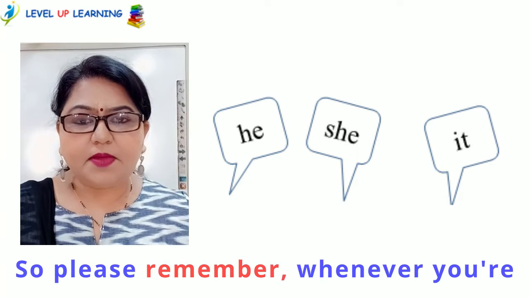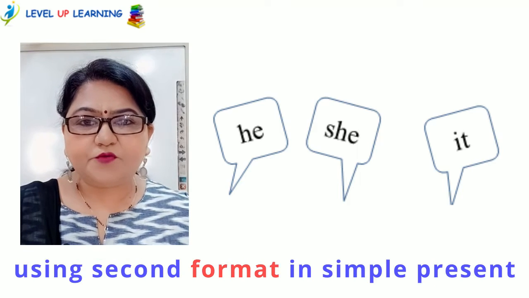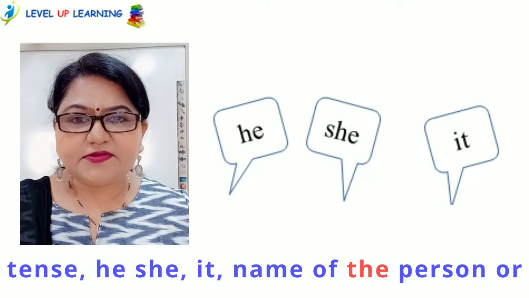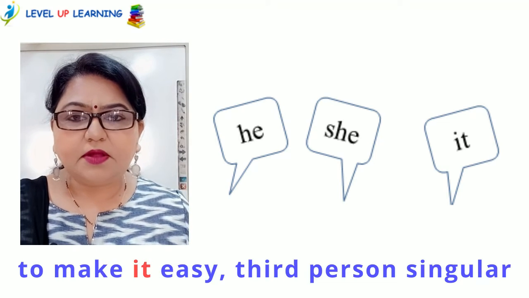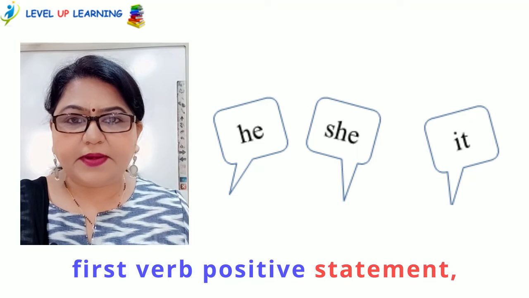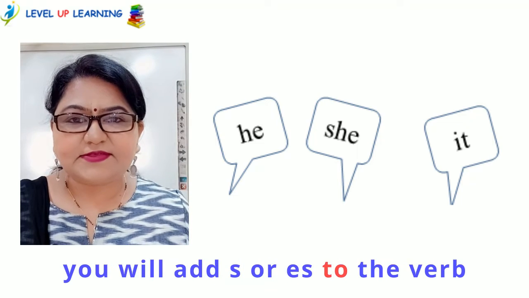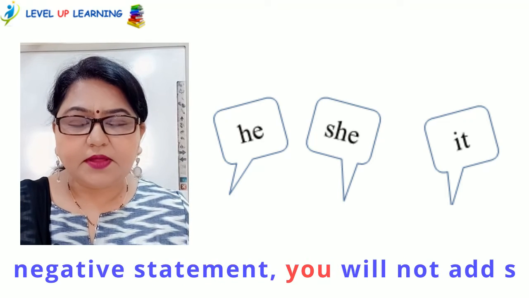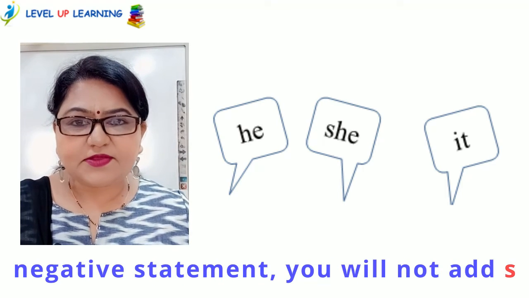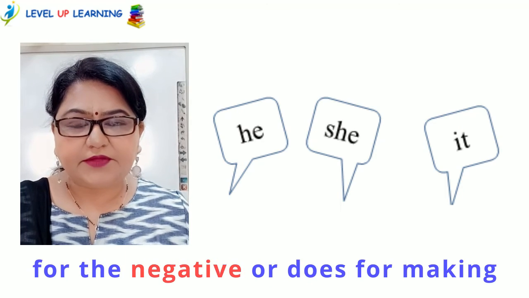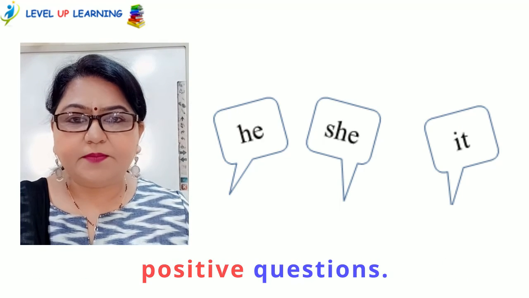So please remember, whenever you're using the second format in simple present tense, he, she, it, name of the person, or to make it easy, third person singular, in your first verb, positive statement, you will add s or es to the verb depending upon the verb, and for the negative statement, you will not add s to the verb when you add doesn't for the negative or does for making positive questions.